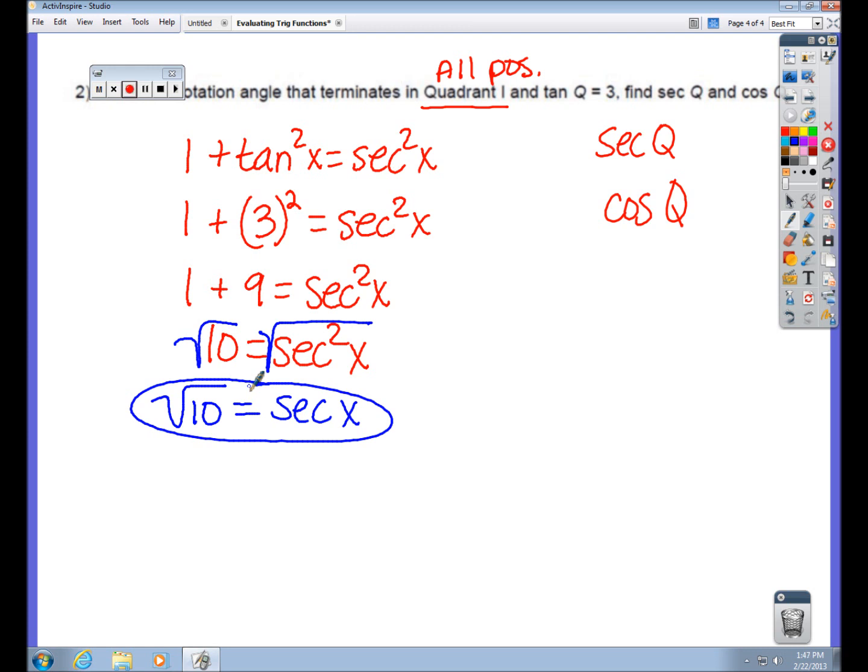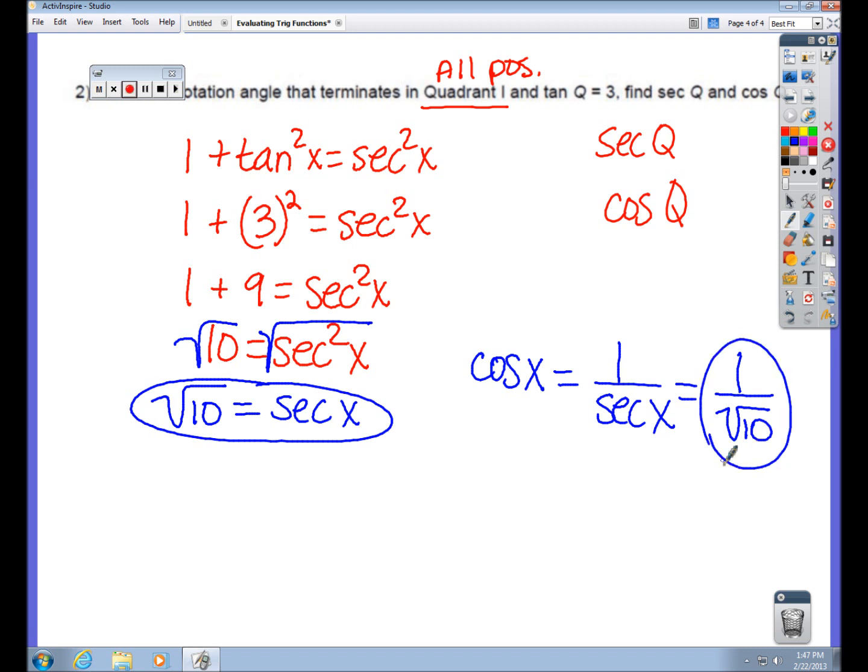Now for cosine, if you look at your identity list, we know that cosine is equal to the reciprocal of the secant. So we could put in our value for secant, which was square root of 10, and get 1 over square root of 10. You could rationalize that. For now, I'm not worried about the rationalizing, so here is your answer. 1 over square root of 10 is the cosine. Basically, if it's a reciprocal identity, you are just flipping it upside down.